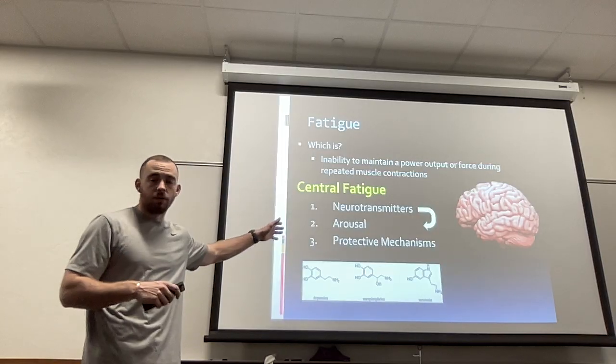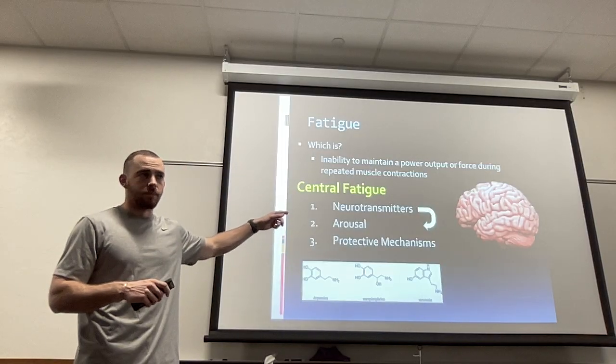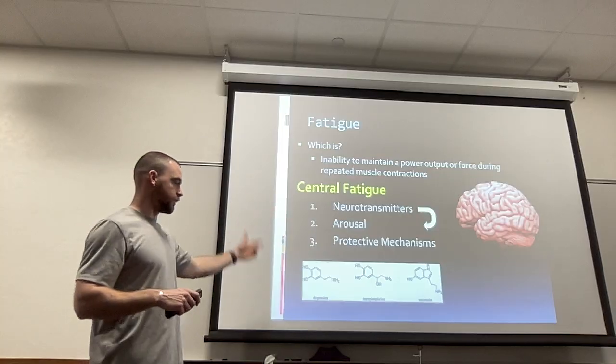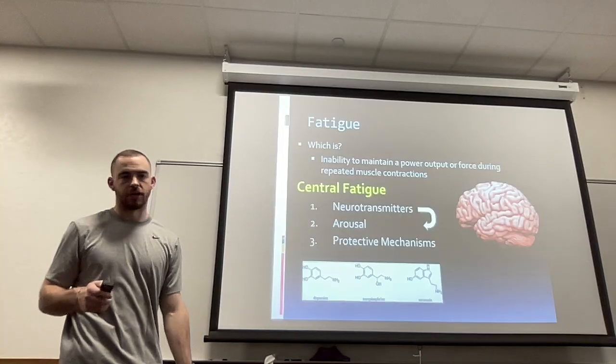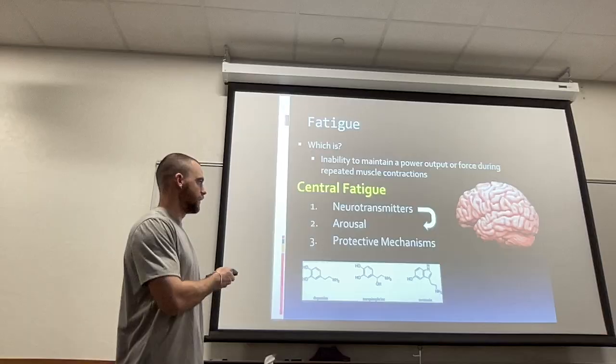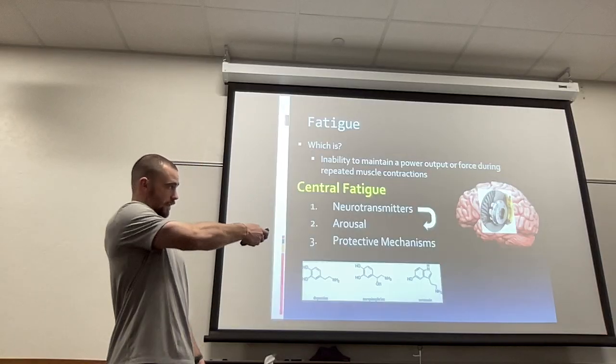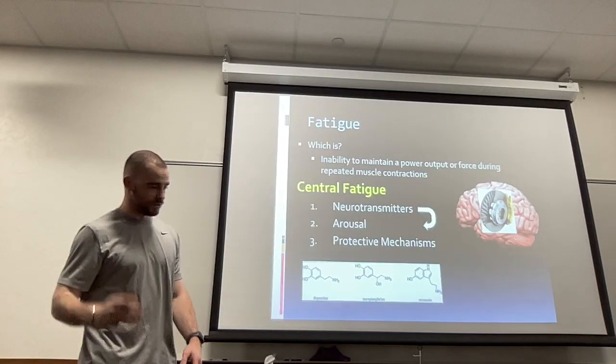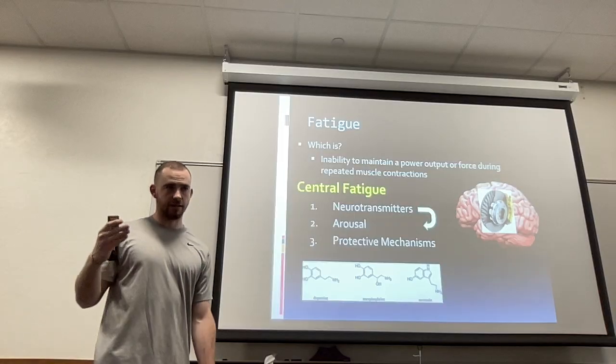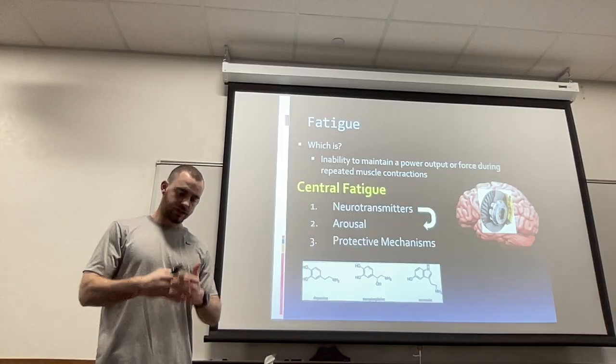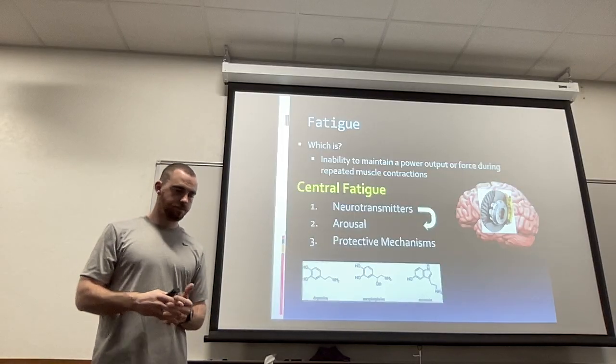And also, key point with arousal, one of the things that causes high levels of serotonin and low levels of dopamine is overtraining. So that's important to know. Protective mechanisms. I put a little break here on the brain because your brain has certain things in it that are going to come together to stop you from hurting your body.